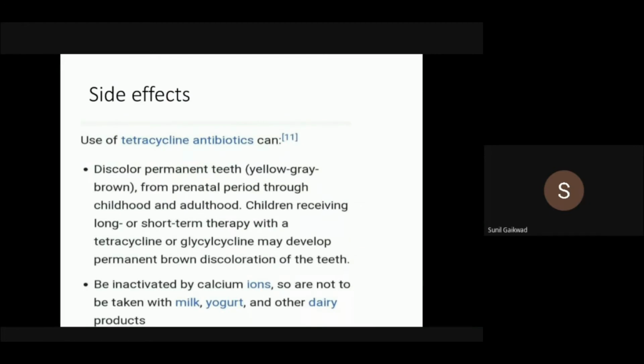Side effects: there are some side effects, which include discoloration of permanent teeth, yellow-gray, from the prenatal period through childhood and adulthood. Children receiving long or short-term therapy with tetracycline or doxycycline may develop permanent brown discoloration of teeth. It can be inactivated by calcium ions, so it is not to be taken with milk, yogurt, and other dairy products.